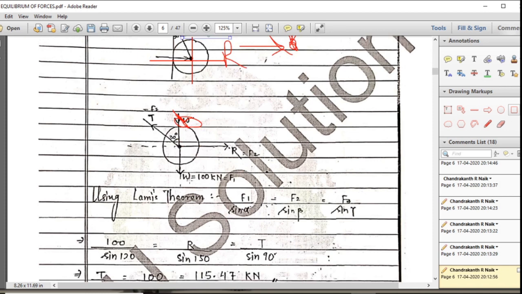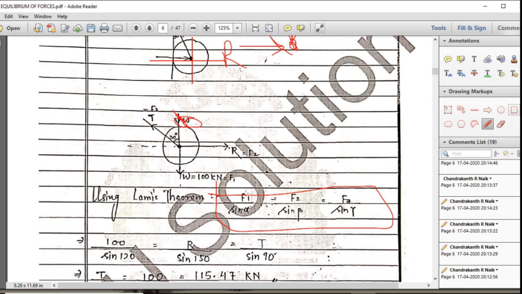Okay, so see, you take W as F1, take R as F2 and T as F3. So now using Lami's theorem, what? F1 by sine alpha, F2 by sine beta, F3 by sine gamma is the relationship according to the Lami's theorem. This is the relationship. Now consider F1 as W. So F1 is 100 by sine alpha.